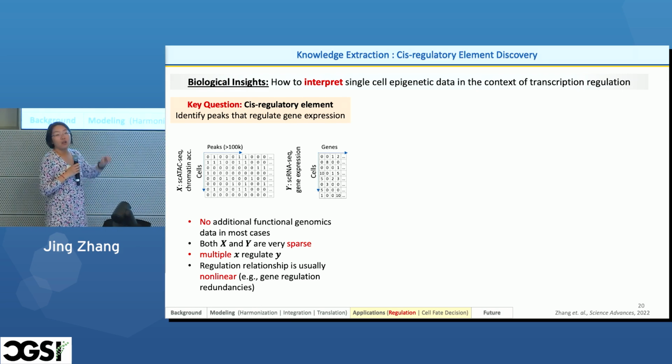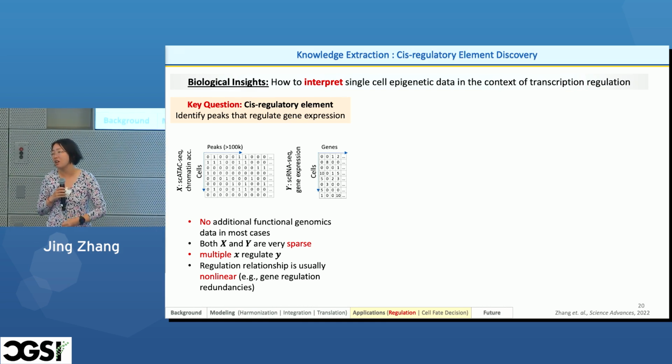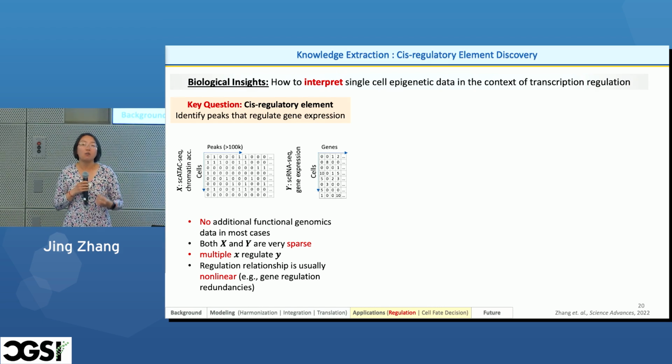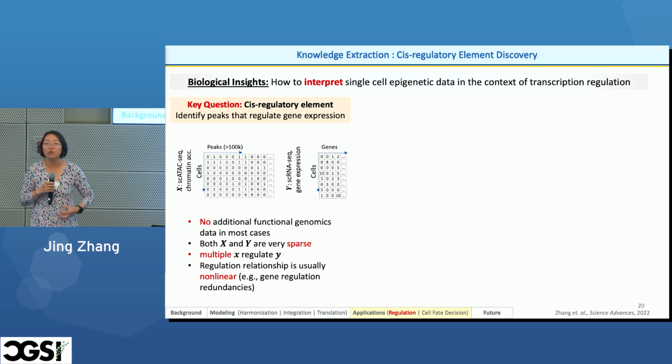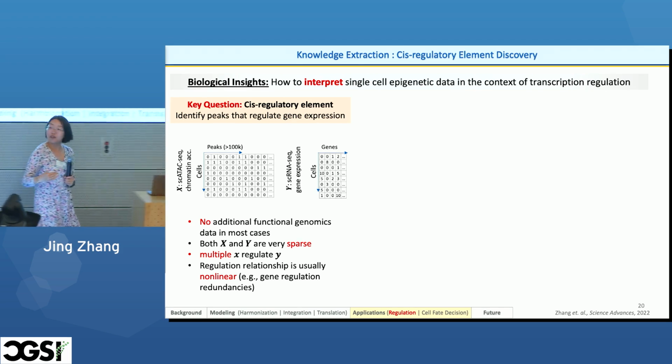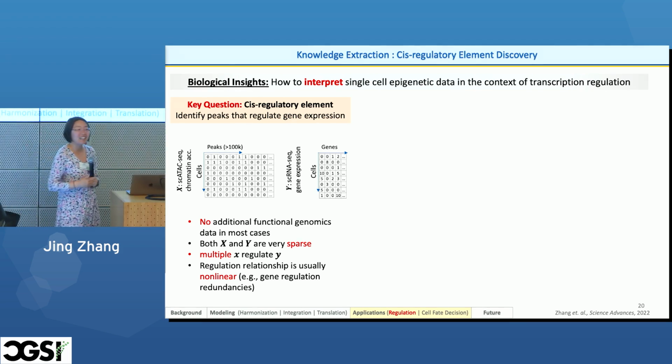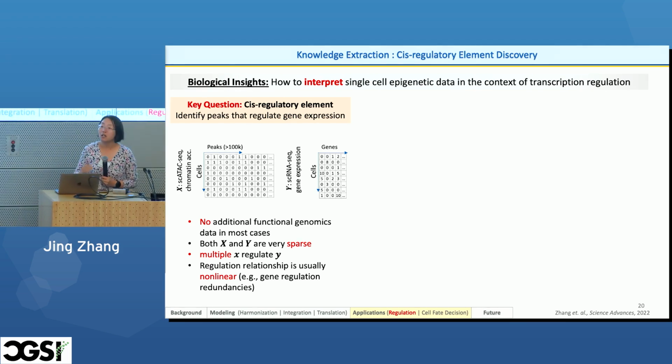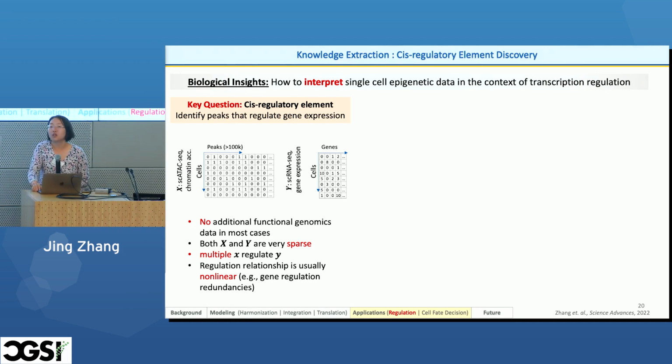Why? Because except these two very noisy matrices, we have nothing else. In bulk tissue analysis, we have Hi-C, we have MPRA, and we have ChIP-seq. We have all kinds of cool functional genomic sequencing assays to help us. But here, we have nothing at the single-cell level. I hope there will be new technologies yet. CUT&Tag is coming out. But at that point, we don't have large-scale functional validation data at a single-cell level. So what should we do?